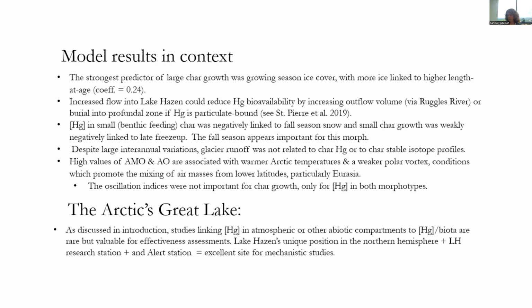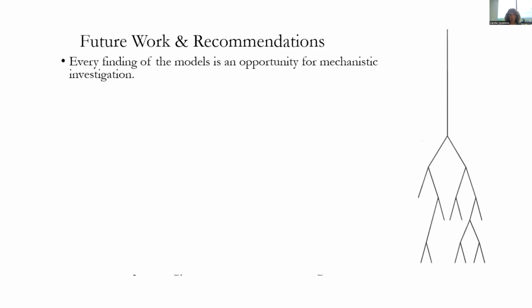And then again, to hit on the Arctic's Great Lake, as discussed in the introduction, studies that link mercury concentration in the atmospheric compartment or other abiotic compartments to mercury concentrations in biota are quite rare, but they are quite valuable as well for effectiveness assessments. So again, just Lake Hazen's unique position in the Northern Hemisphere, the research station and the Alert station that's there make this lake an excellent site for mechanistic studies resulting from this type of top-down approach.